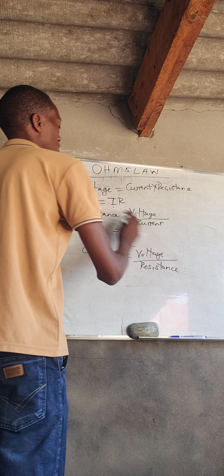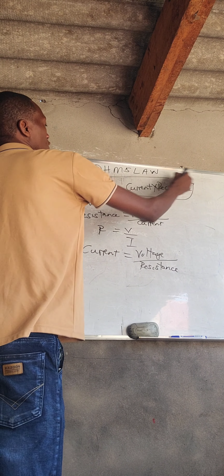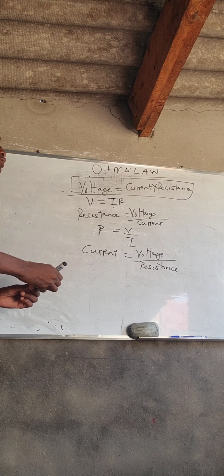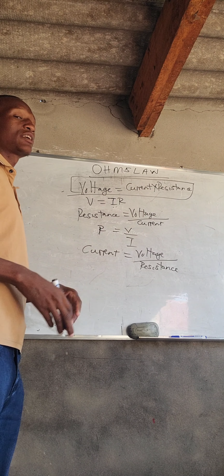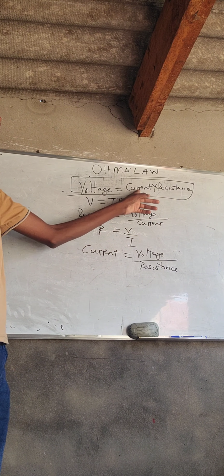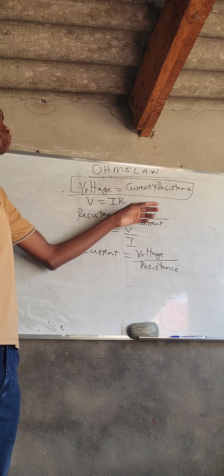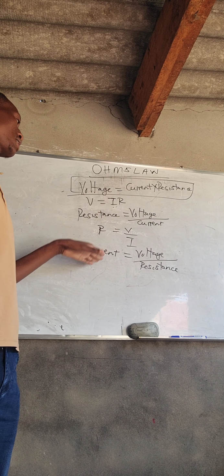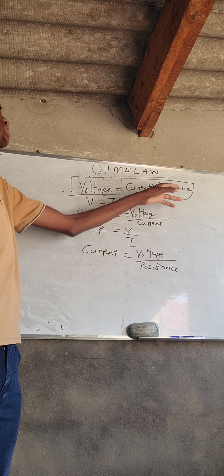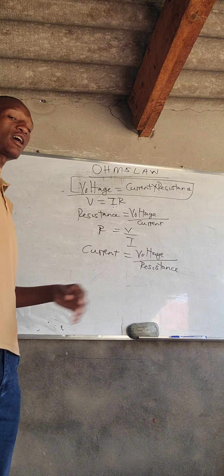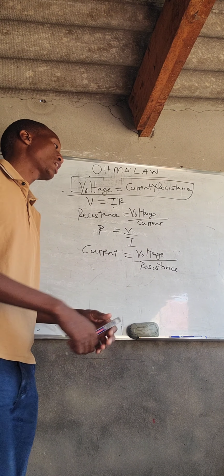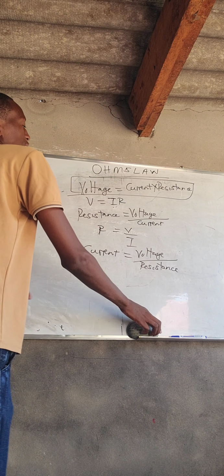So if you know this formula better, you can use what we call the subject formula at each and every interval. If they ask you for current, you do a subject formula and come up with voltage over resistance. If they ask for resistance, you come up with voltage over current. These are the formulas. So this is all about Ohm's law.